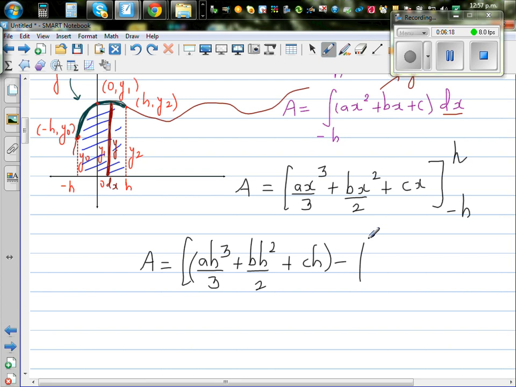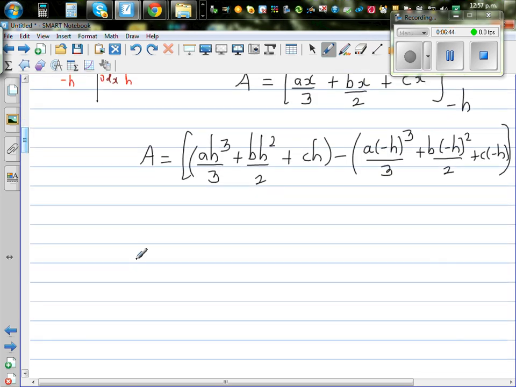So if you put minus h here, I hope you can understand, this will be a times minus h cube over 3 plus b times minus h squared over 2 plus c times negative h. So let me close the bracket. Okay, so this is equal to, let's open the bracket, a h cube over 3 plus b h squared over 2 plus c h.